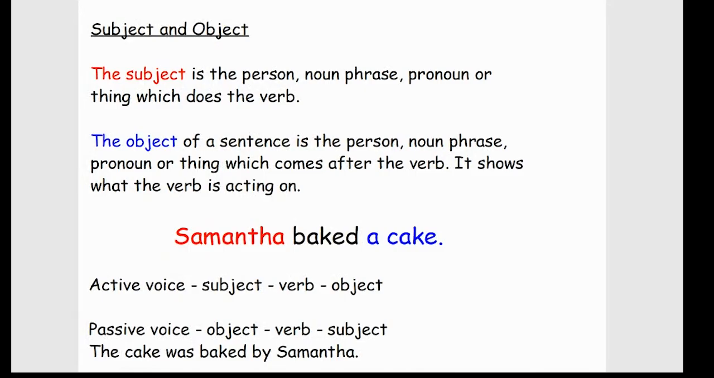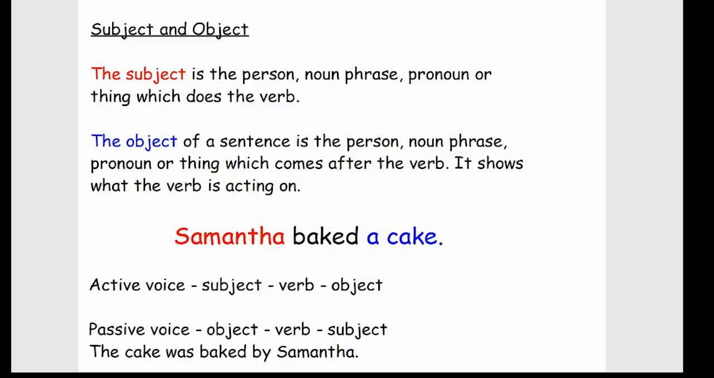On to subject and object now. When we're looking at subject and object, this can help us identify active and passive voice, which I'm going to come on to in a little bit more detail in another video. The subject of a sentence is the person or thing that is doing the action. And the object of a sentence is the person or thing that comes after the verb, and it shows what the verb is acting on.